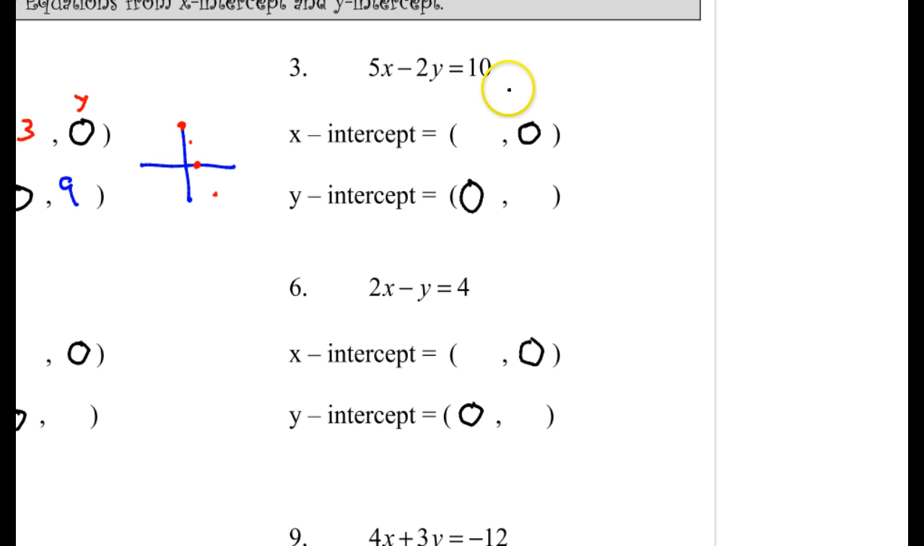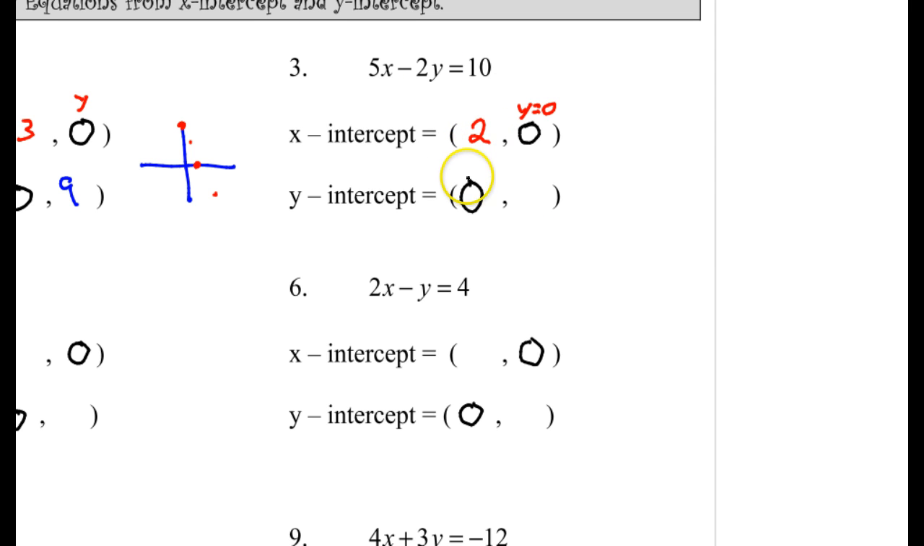Okay. Eyes up here. Plug in y equals 0. So if y equals 0, we have 5 times what is 10? And you get 2.